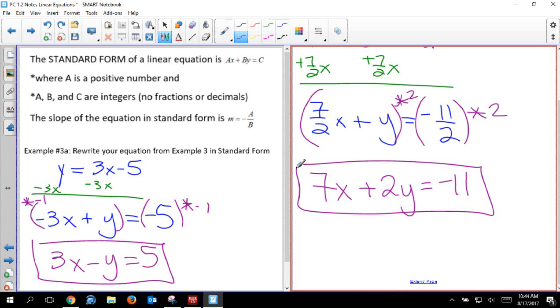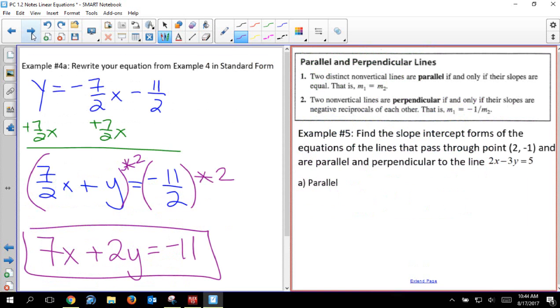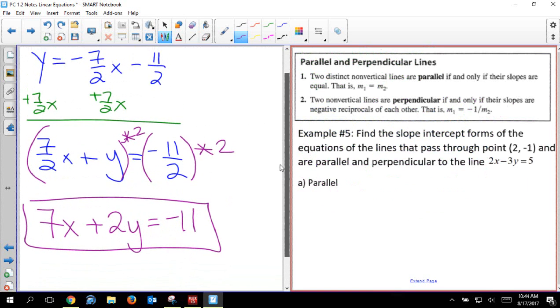All right, when you're ready to go on, flip the page over, and we get that last example. The last one talks about parallel and perpendicular lines. If two lines are parallel, they have the same slope. If they're perpendicular, they have slopes that are opposite reciprocals, or negative reciprocals. We're going to write the slope-intercept forms of the equations of the lines that pass through the point (2, -1) and are parallel, and also perpendicular, to the line 2x minus 3y equals 5.